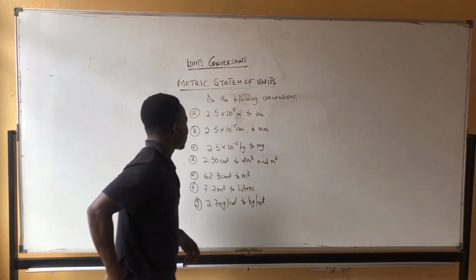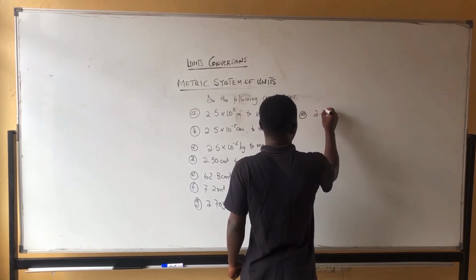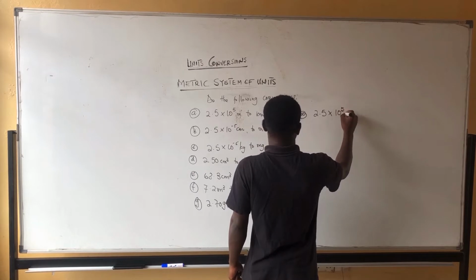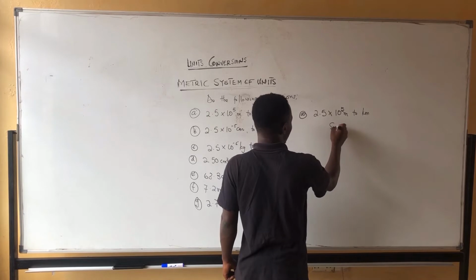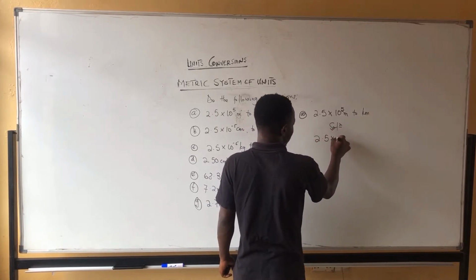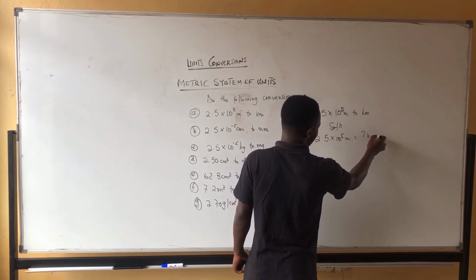So the very first question: 2.5 times 10 to the power 5 meters to kilometers. Okay, so solution. What's 2.5 times 10 to the power 5 meters equals in kilometers?